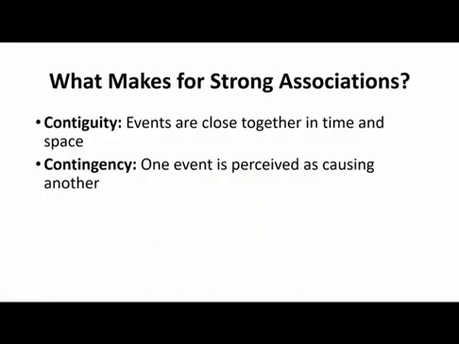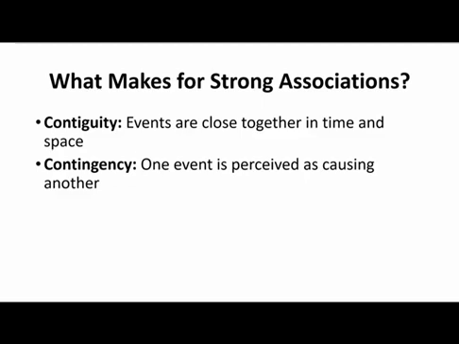So I've already dropped some hints about what makes for strong associations, but we're going to go over them again real quickly here. We are going to talk about contiguity and contingency. Contiguity is basically that the events occur close together in time and space. If your CS and US happen on completely opposite sides of a room, you might not find it easy to associate them. Or if they take place very long times apart, again, you find it very difficult to learn about that association.